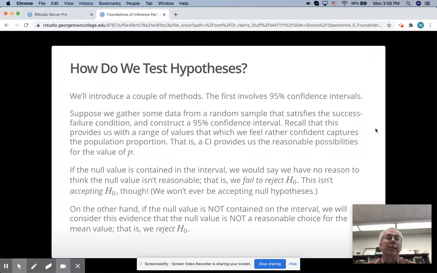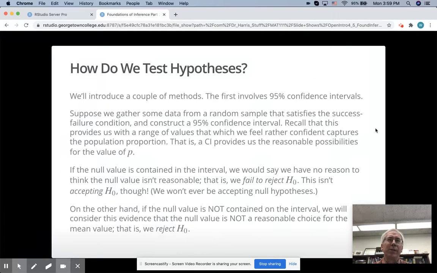So we're going to look at, in this slideshow, two different techniques for testing hypotheses. And as I note here, the first one is going to involve confidence intervals, in particular 95% confidence intervals for starters. So based on what we saw in the last slideshow, we can compute a 95% confidence interval once we've collected a random sample and gathered data from that sample. That's presuming, of course, that the success-failure condition is met, that we have at least 10 successes and 10 failures. And a confidence interval gives us a range of values that we think are reasonable choices for the value of the parameter.